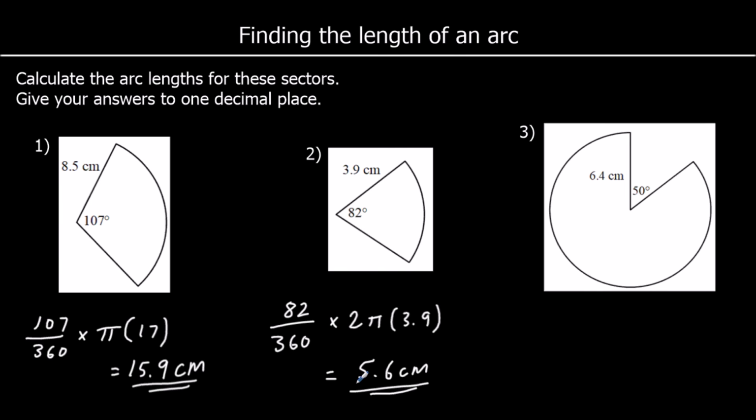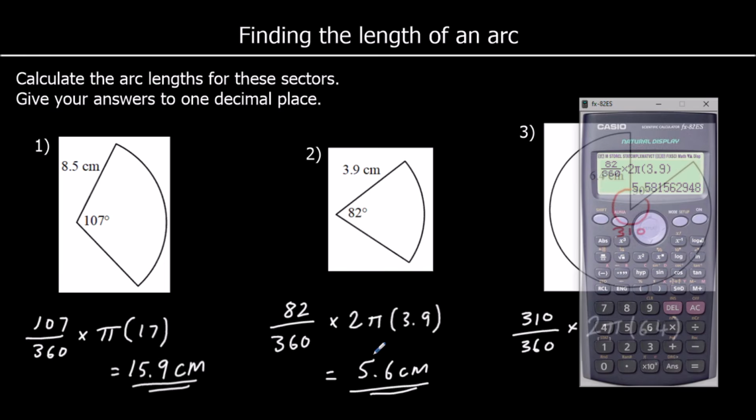And for the next question, we can see we've got the big sector we're working out, and it's got 50 degrees cut out of it. So what is the angle? What fraction of the whole circle have we got? So if we do 360 take away 50, we'll find we've got 310 degrees. So we want 310 360ths of the whole circumference, which is 2 times pi times r, or pi times diameter.